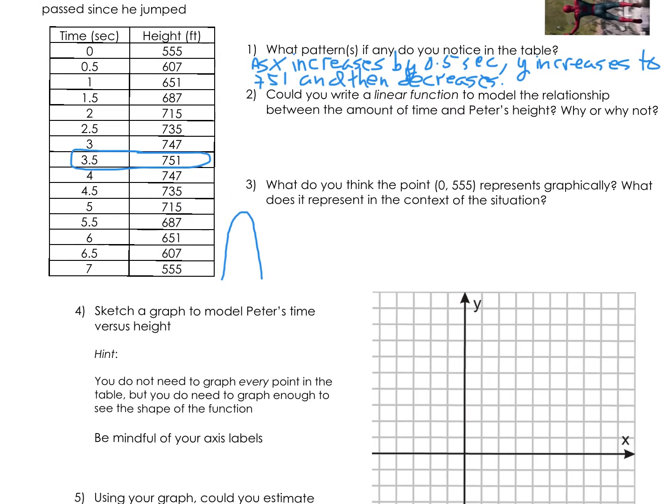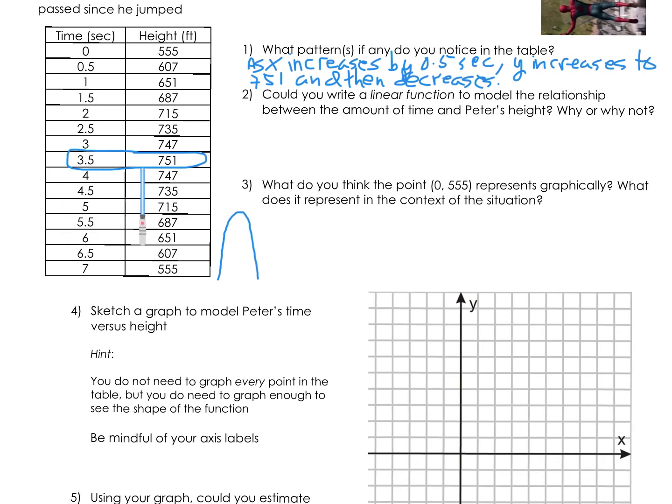And then, what do you think this point right here, 0, 555, means? So graphically, that means that at time 0, our starting time, Peter Parker is at a height of 555. On the graph, any time you have an ordered pair where 0 is one of the values, you have either an x- or a y-intercept. And because you have a y value, it's the y-intercept. So (0, 555) represents the y-intercept.